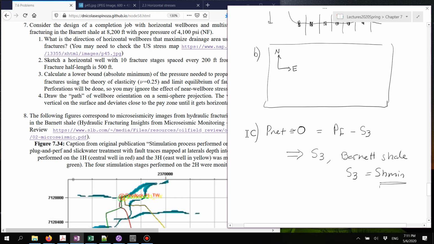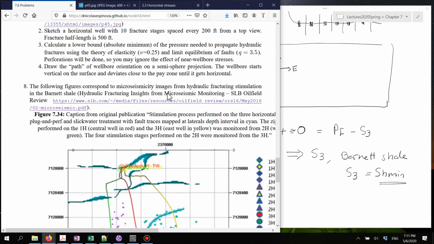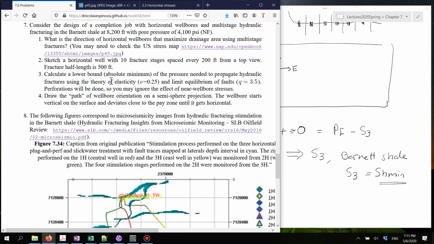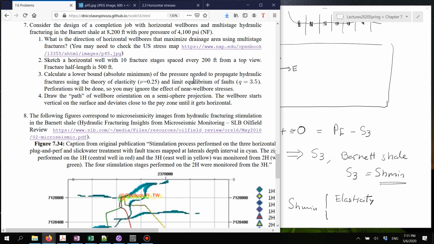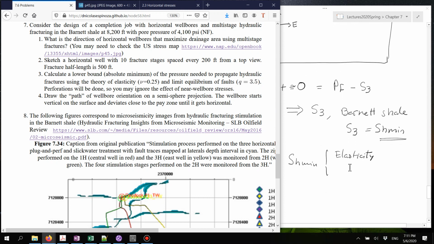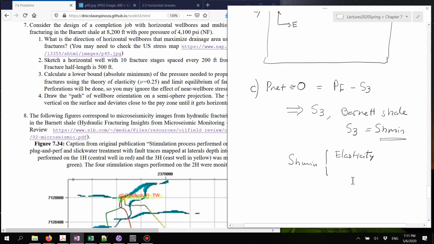And here I offer two possible solutions. One will be that you estimate SH min with equations of elasticity, and that would require using Poisson ratios. Here you don't have any tectonic strain, so you just need the Poisson ratio and the vertical effective stress and the pore pressure, and you should be able to do that.